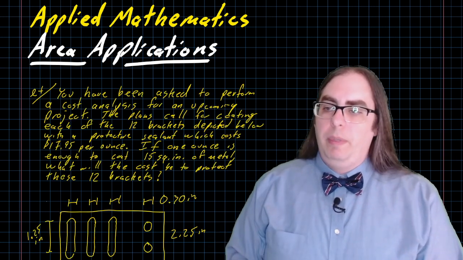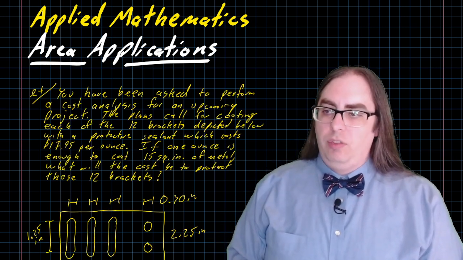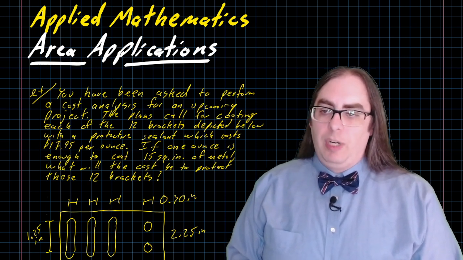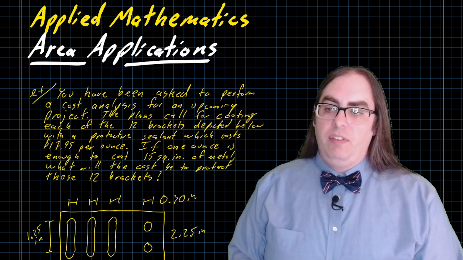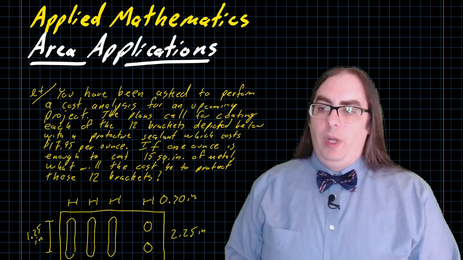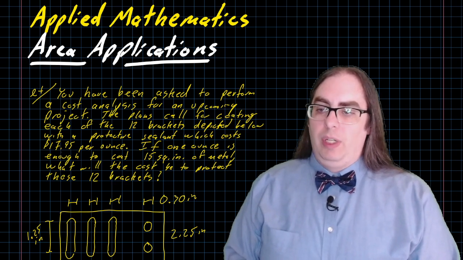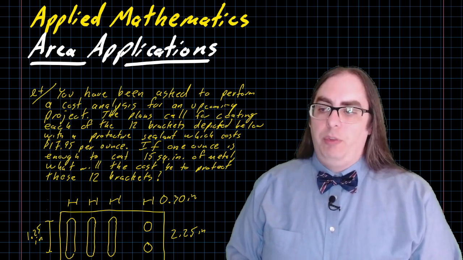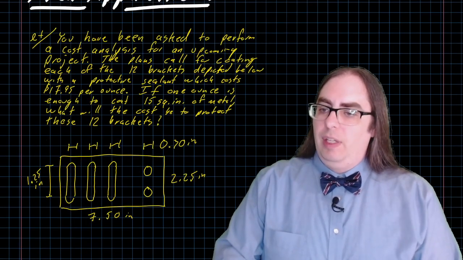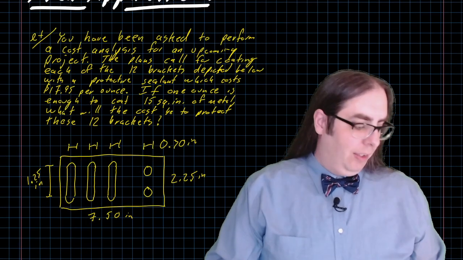So here, we've been asked to perform a cost analysis for an upcoming project. The plans call for coating each of the 12 brackets depicted below with a protective sealant which costs $17.95 per ounce. If 1 ounce is enough to coat 15 square inches of metal, what will the cost be to protect these 12 brackets? Right. And if I scroll down a little bit, we can see that there is the bracket.